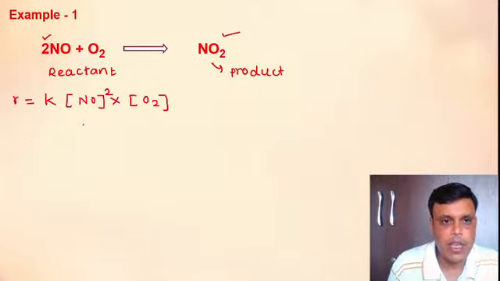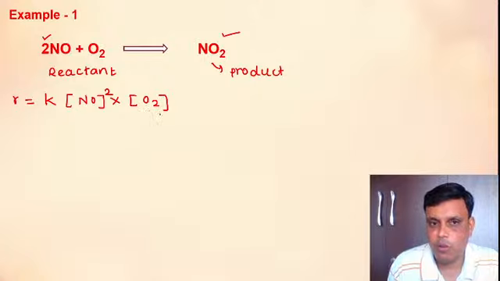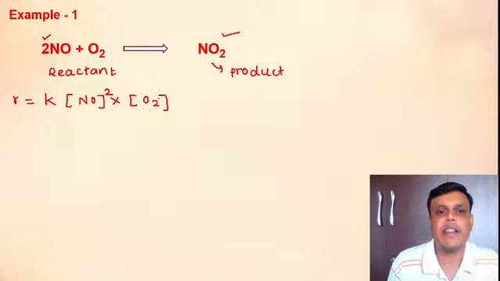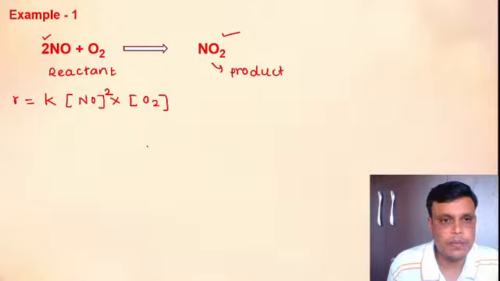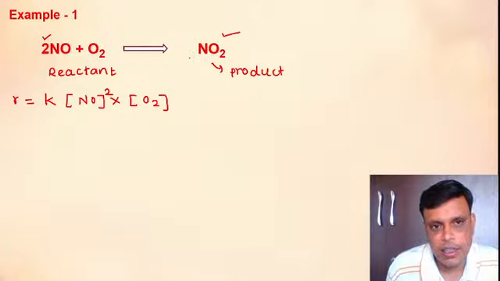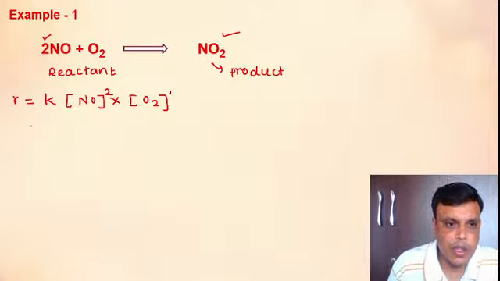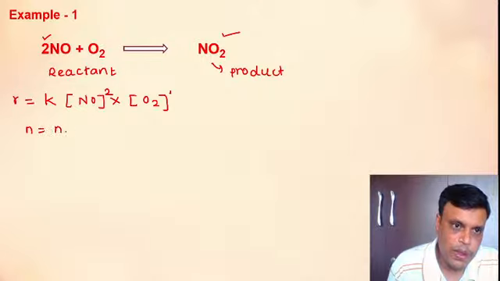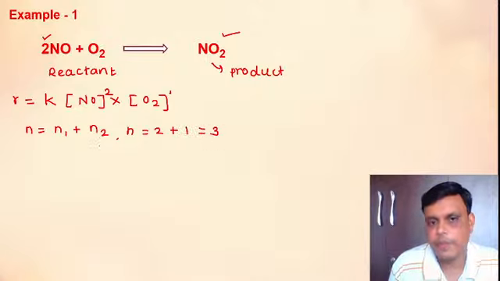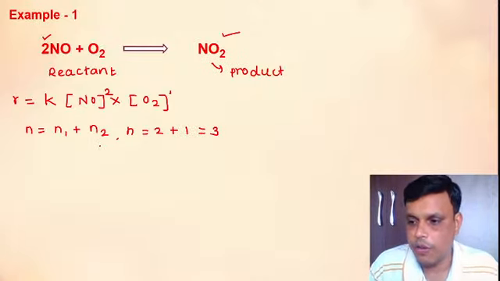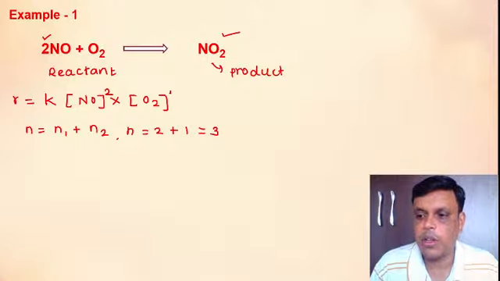That means the concentration of NO and the concentration of O2 are involved in the rate equation. So how will you write the order of reaction? Here the power is 1. कुछ भी नहीं, that means power is 1. So here you have to write n is equal to n1 plus n2. So n is equal to n1 क्या है 2 plus n2 क्या है 1. So the order of reaction is 3. In this way you have to write down the order of reaction.